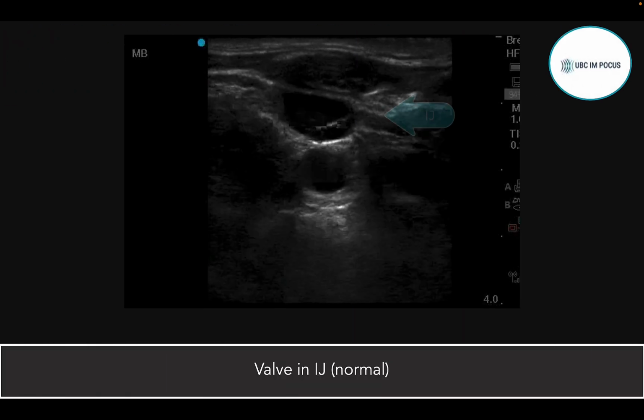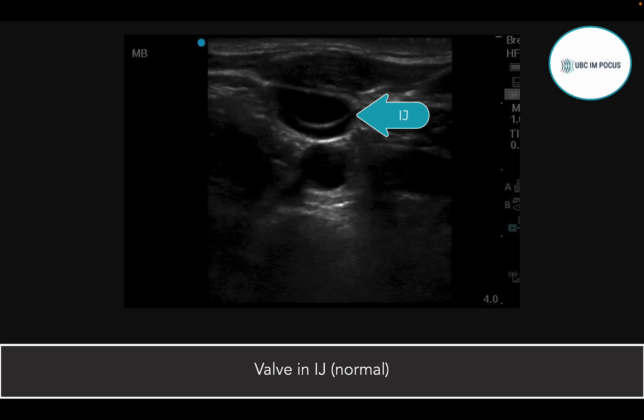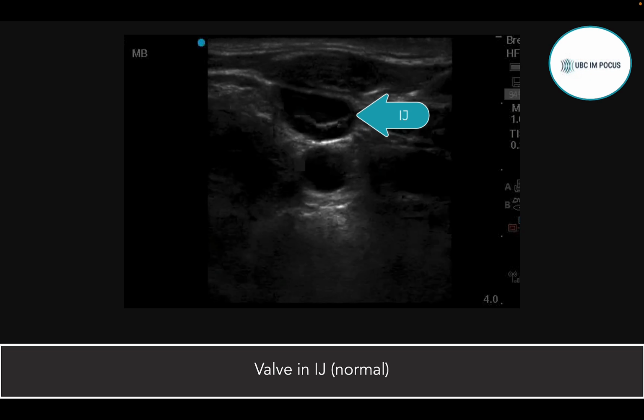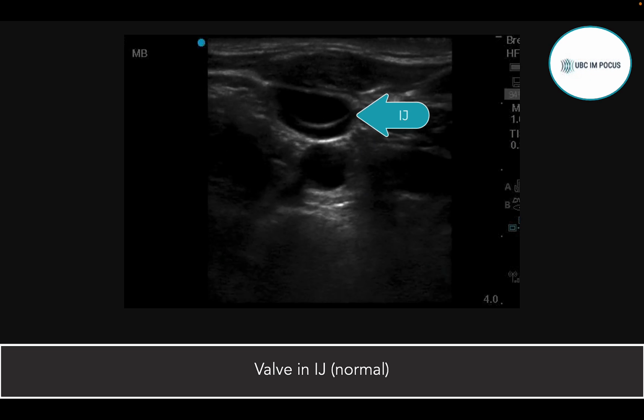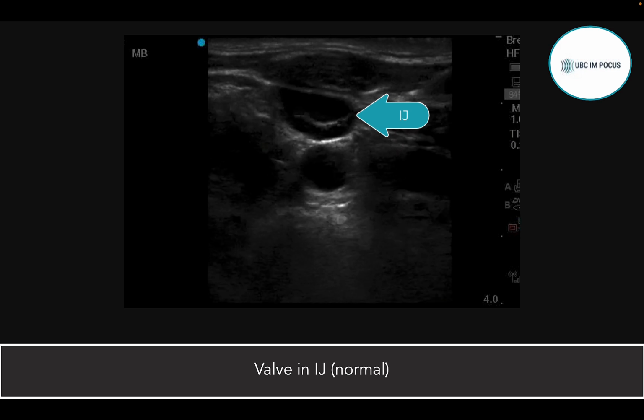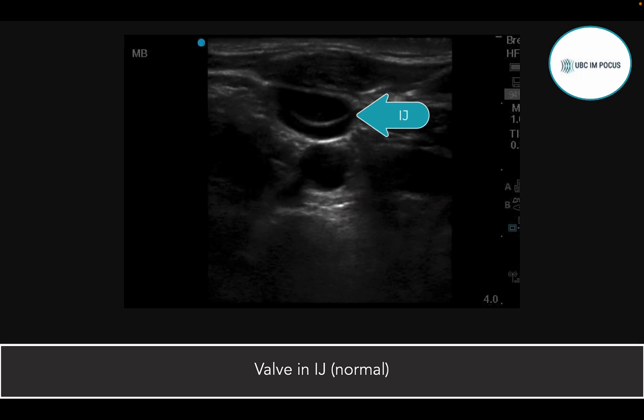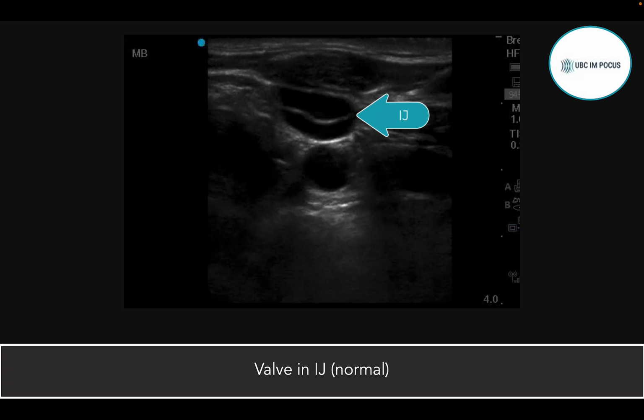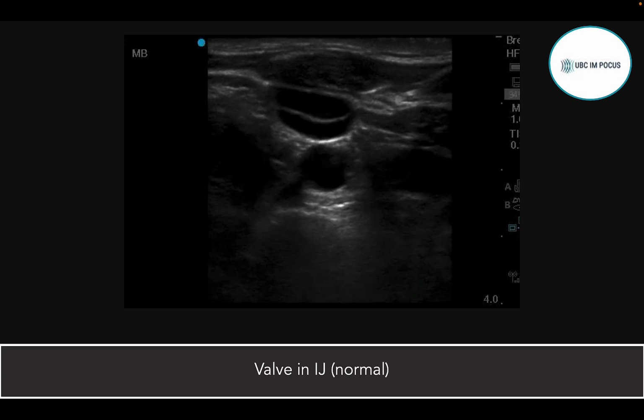This is a fun little skipping rope in the IJ. This is a valve. All veins have valves. This is normal. If you see this, it is not a clot or something really sinister. It is just a valve in a vein and it is totally normal. They don't always appear quite as nice as this.